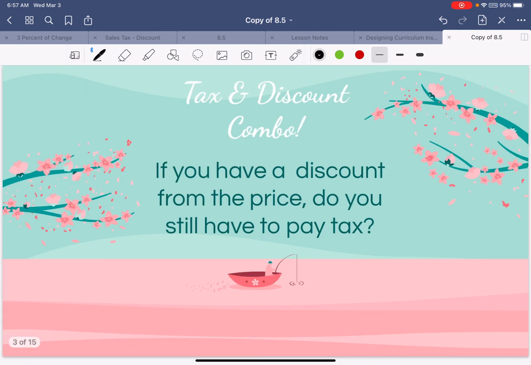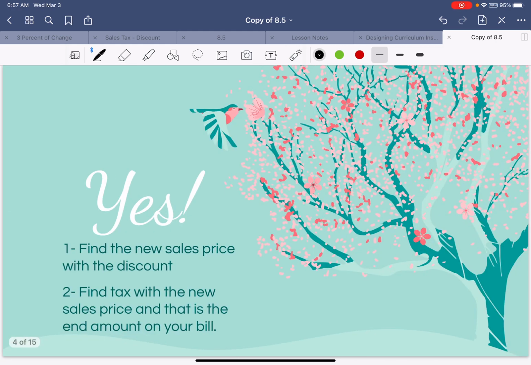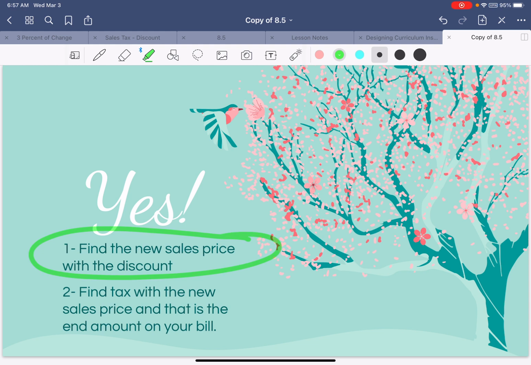Okay, so if you have a discount from the price, do you still have to pay tax? The answer is yes, okay? The government is always going to want us to pay tax even if we get some money off of our price. So the first step is actually to do the sales price. So we're going to take the discount off and then we're going to find the taxes, okay? We find taxes with the new sales price. We do not find it with the original.